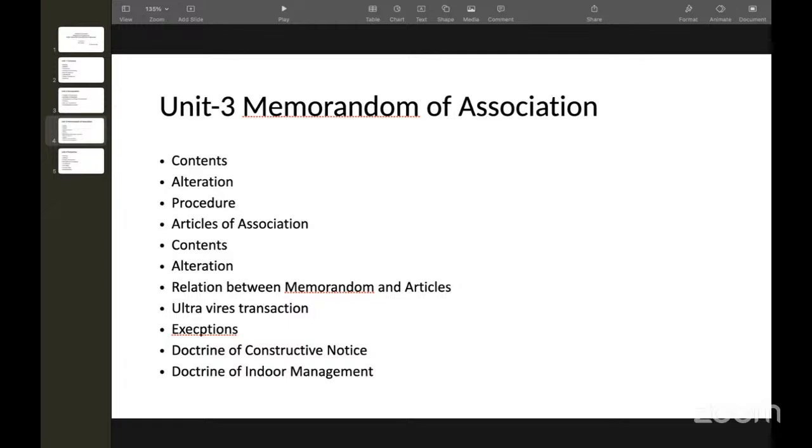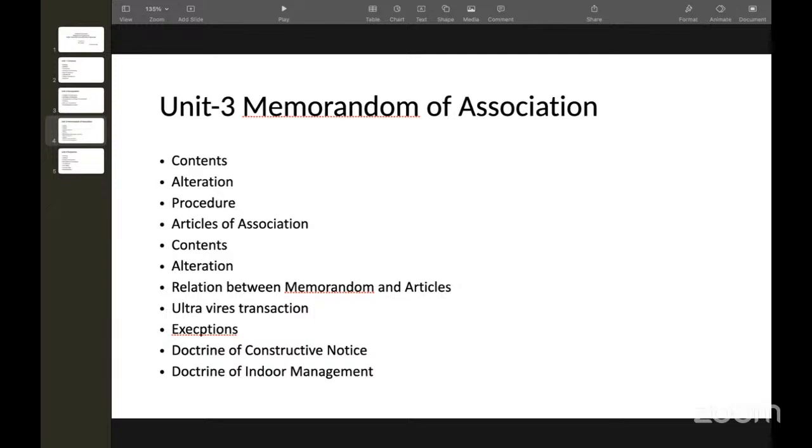Next clause is liability clause. This clause states whether the liability of the company's members is limited by shares, guarantee, or is unlimited. Example, in a company limited by shares, members' liability is limited to the unpaid value of their shares.